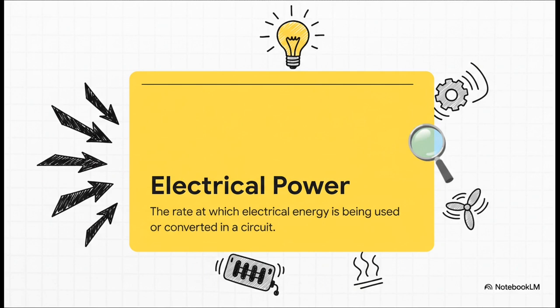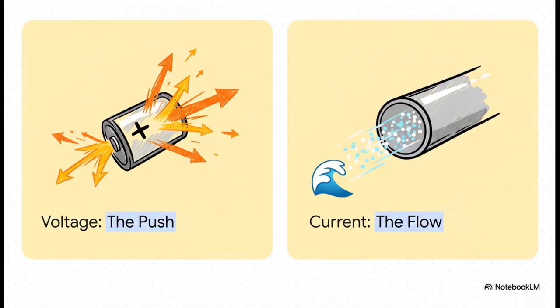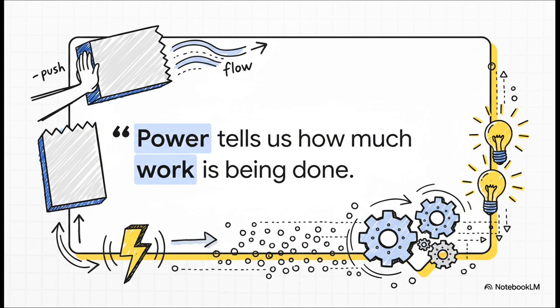spinning a motor. So let's just quickly go back to our favorite analogies. Voltage, that's the push, the pressure in the system. And current, that's the flow of all that electricity. These two are the essential ingredients we need to cook up some power. So, when you combine that electrical push with that electrical flow, bam, you get power. It's the direct measure of the work being done by the electricity in that circuit at any given moment.